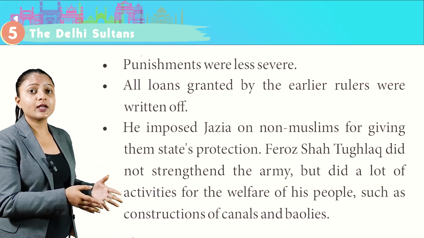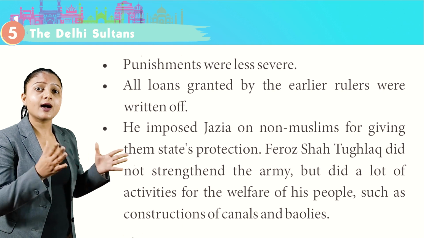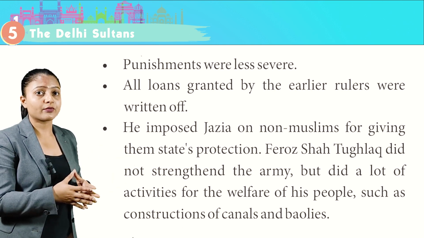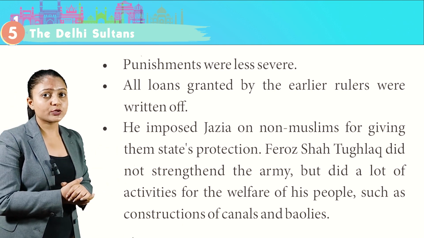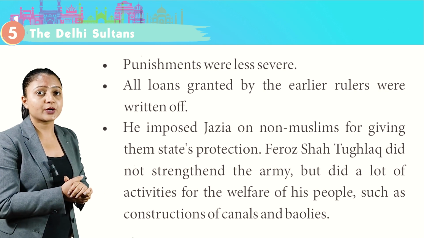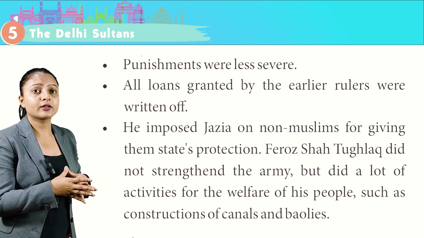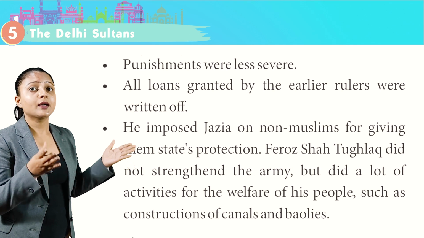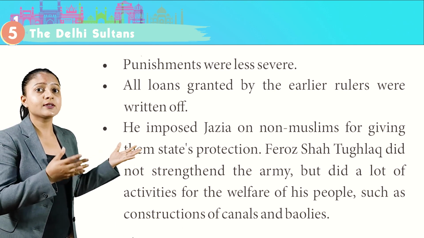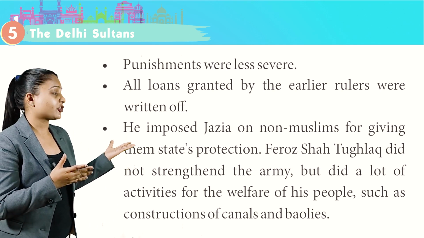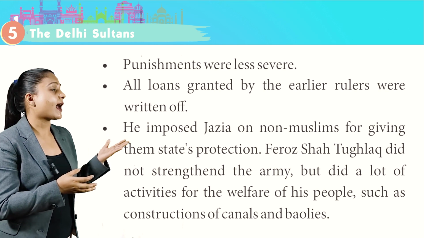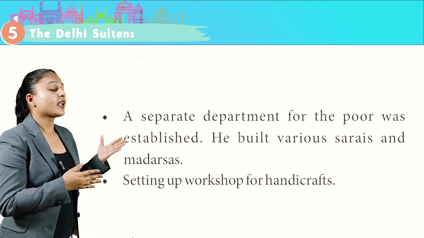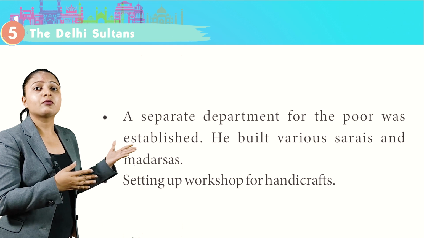Punishments were less severe. All loans granted by the earlier rulers were written off. He imposed jizya on non-Muslims for giving them state protection. Firoz Shah Tughlaq did not strengthen the army but did a lot of activities for the welfare of his people, such as construction of canals and baulis. A separate department for the poor was established.